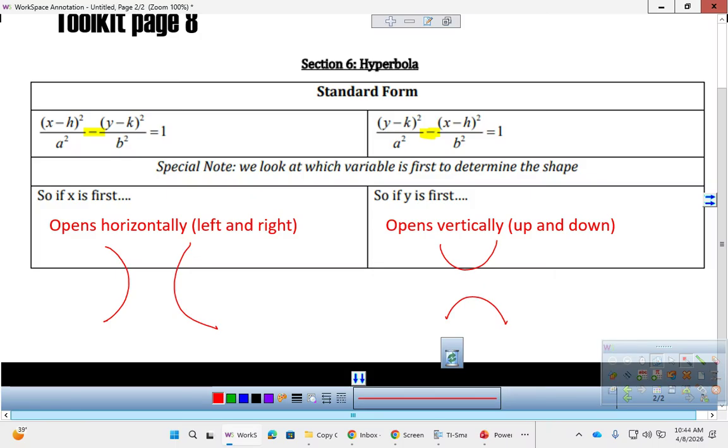All right, so what you're paying attention to here is: is there a plus in the middle or is there a minus? Because if there's a plus, it's an ellipse. And if there's a minus, it's a hyperbola. And then if there is a minus, what's positive, X or Y? Because that's going to determine your overall shape of the graph.